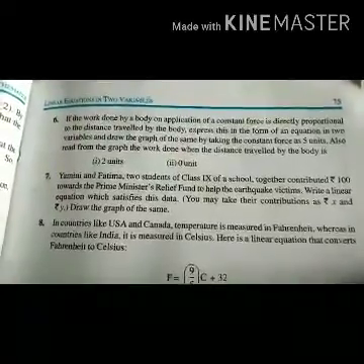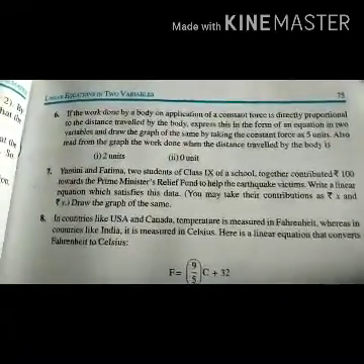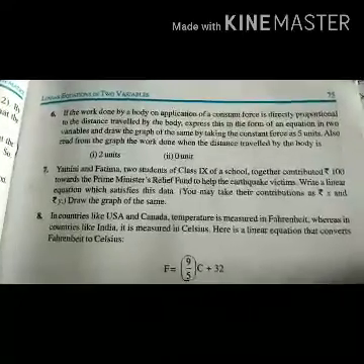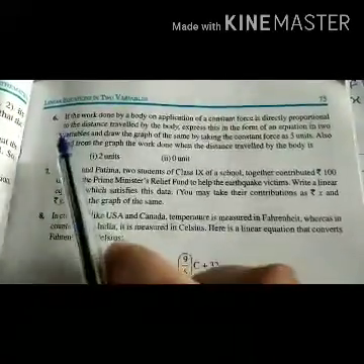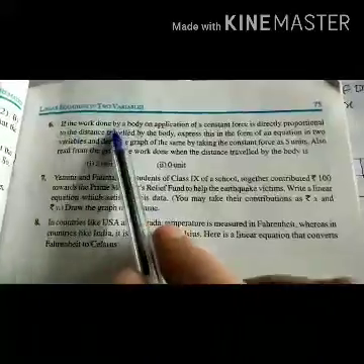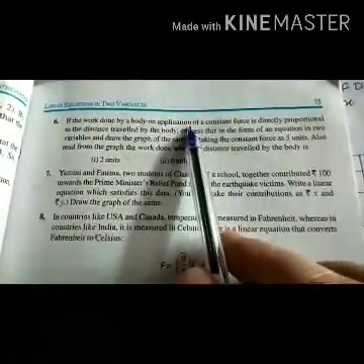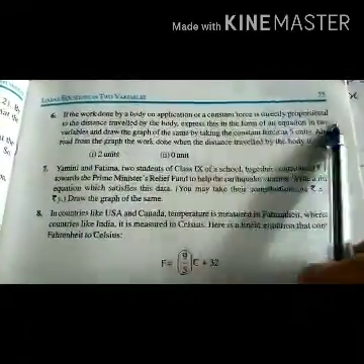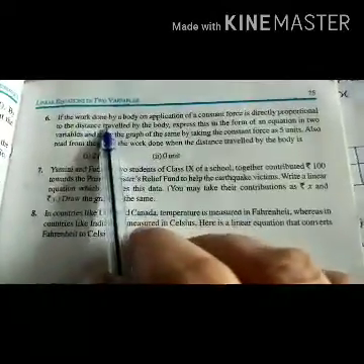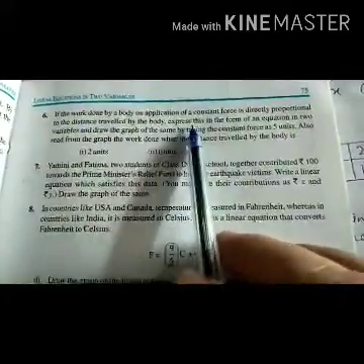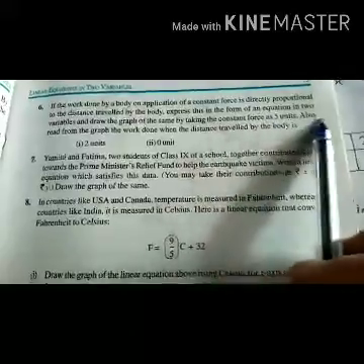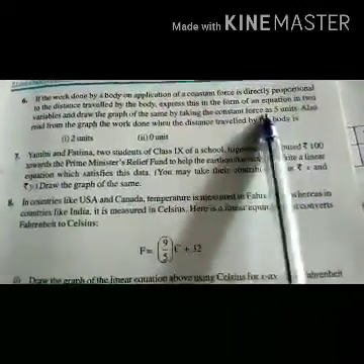As we are doing exercise number 4.3 of the chapter Linear Equations in Two Variables, today we will do question number 6. If the work done by a body on application of a constant force is directly proportional to the distance traveled by the body, express this in the form of an equation in two variables and draw the graph of the same by taking the constant force as 5 units.